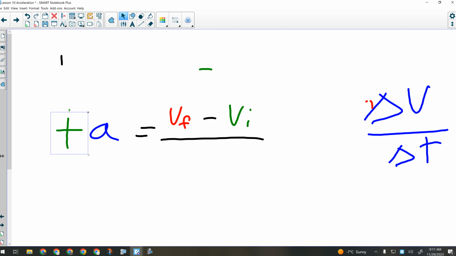So I'm going to multiply both sides by t. T comes over here. What do I have to do with a? Divide both sides by a. All right, now I've manipulated that formula. I'm solving for t. Everybody okay with that? All right. What if I want to solve for VF?